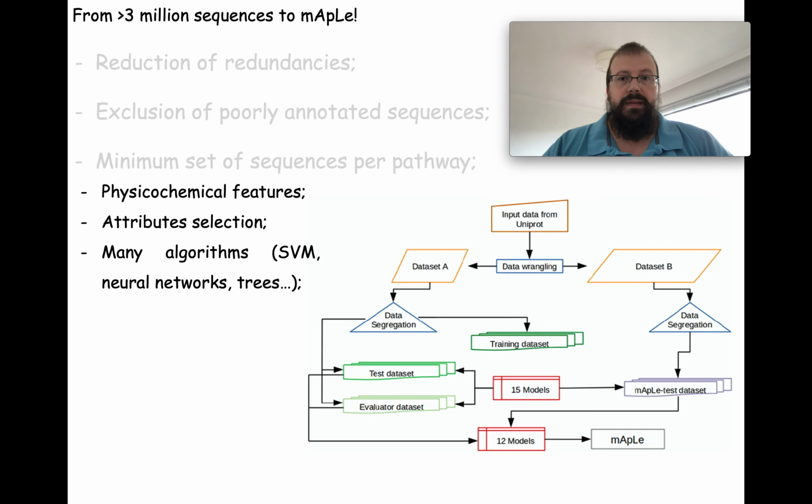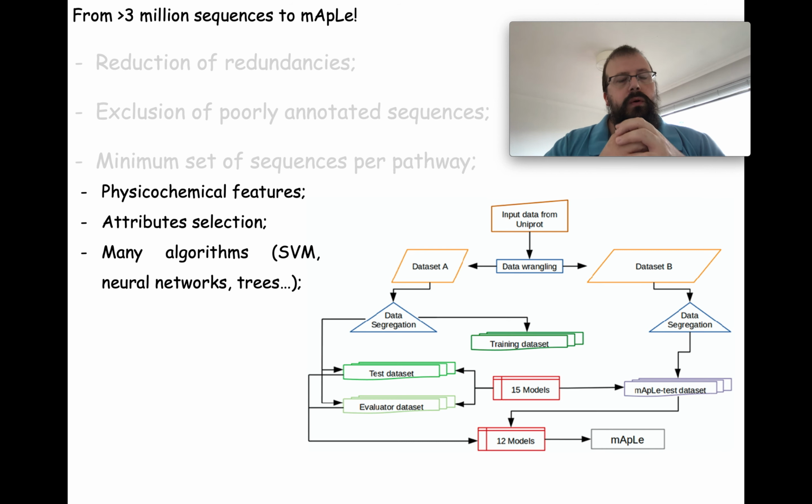And then after this, we calculated physicochemical features. Well, as I said, we are not using sequence similarity. Then we calculate physicochemical features to have a matrix to be an input of the machine learning, right? And then we performed attribute selection to reduce the universe of attributes.